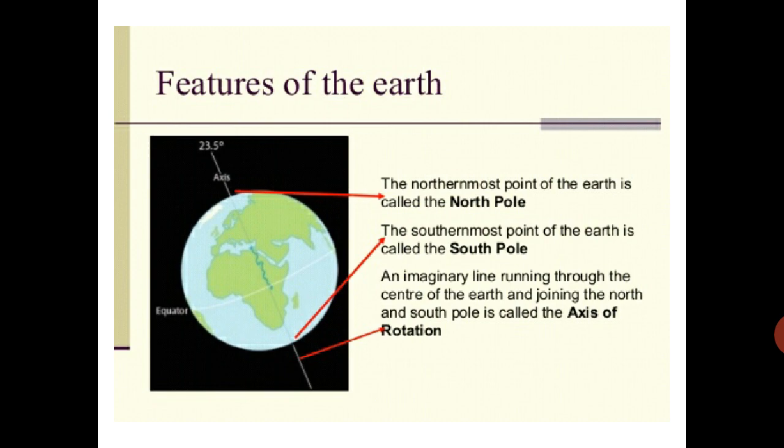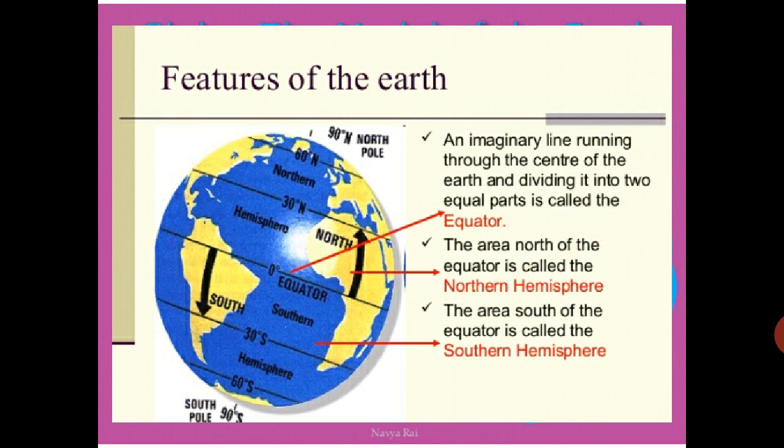And the imaginary line running through the center of the earth and joining the North and South Pole is called the axis of rotation. See, one imaginary thin line is passing through the North Pole and South Pole, and that line joining the North Pole and South Pole is called the axis of rotation. This is the axis of rotation of the earth.